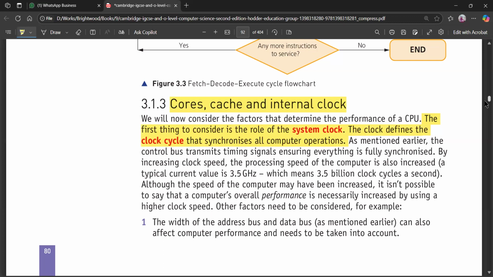The processing speed is actually measured by the clock speed, the clock cycles. How many clock cycles can be done within a second? Clear? Okay, write down this highlighted part.